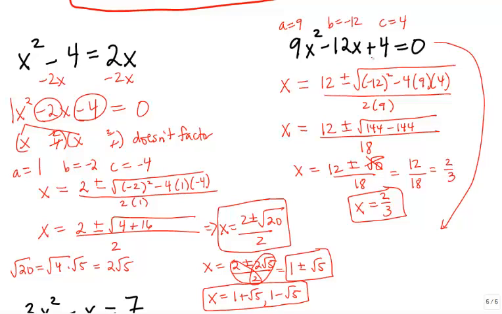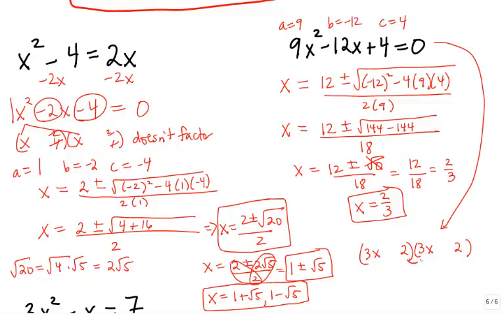So we'd have to try reverse FOIL. And if I use 2 sets of parentheses, there's multiple ways to get 9x squared, but I'm going to guess that it's a 3x times a 3x. And there's multiple ways to get a 4, but I'm going to guess that it's 2 and 2. And let's see why this works.